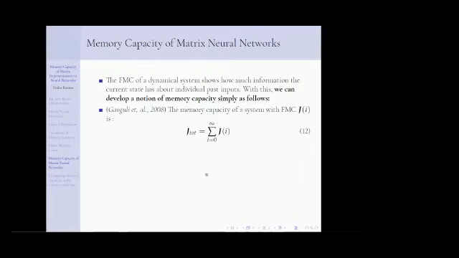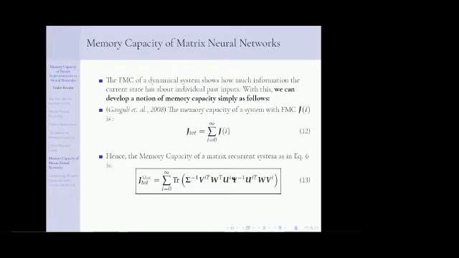So you can see, and again, this is not what we have developed. This is borrowed from this author's 2008 paper, but we have extended it into a much more general scheme of matrix neural networks. The memory capacity of a system with FMC J_i is therefore just the sum of all those J_i's. So how much information does the current state have about all the past inputs, whether it was infinitely far away or just one time step prior.